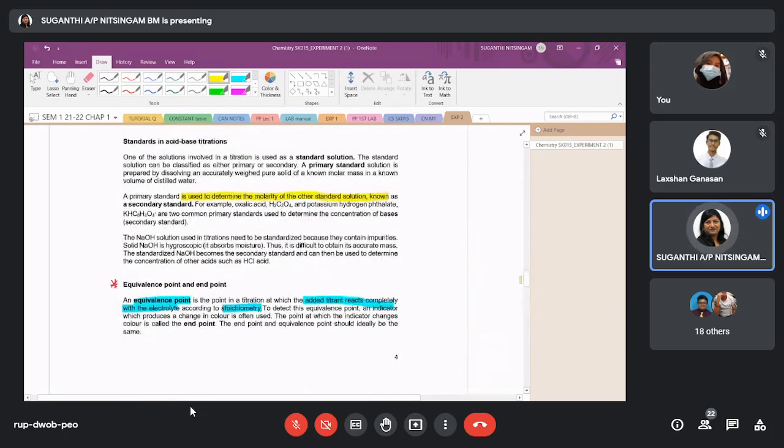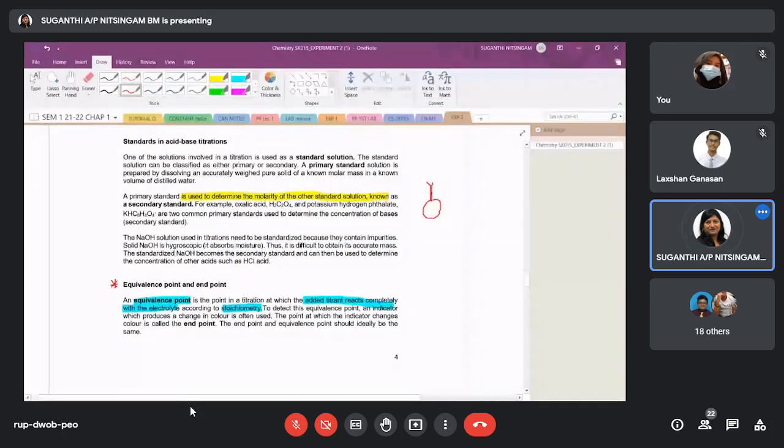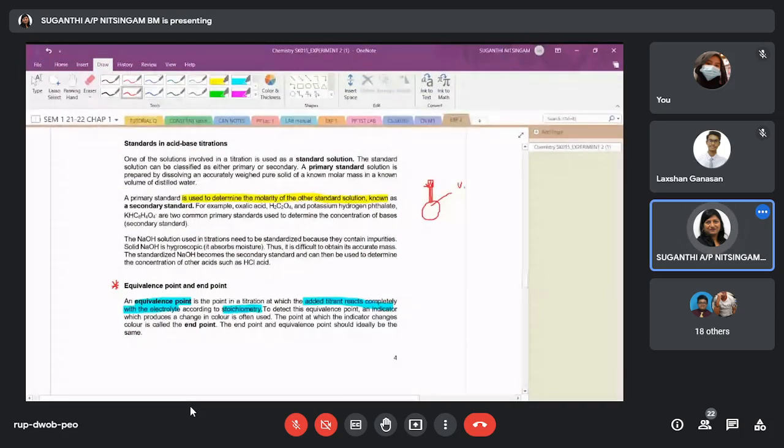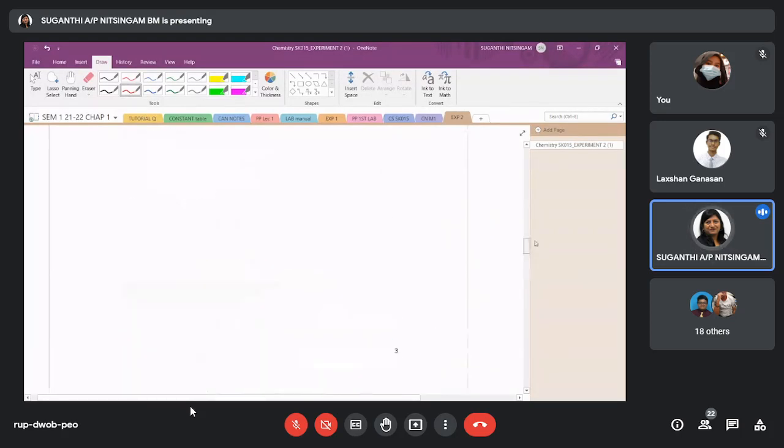So for standard, it's like this, you must understand. The standard is in the volumetric flask. This is your standard solution. Here, we will know its concentration. But in the conical flask, we will try to determine what the concentration is. Okay, so we use the standard solution to determine the molarity of another solution of unknown concentration. Can we go on?